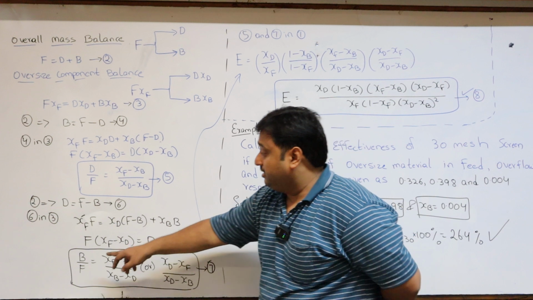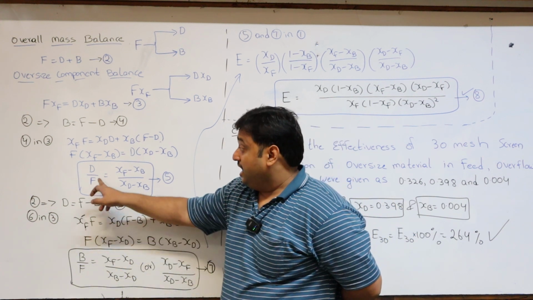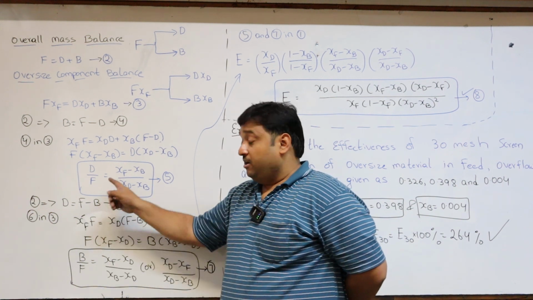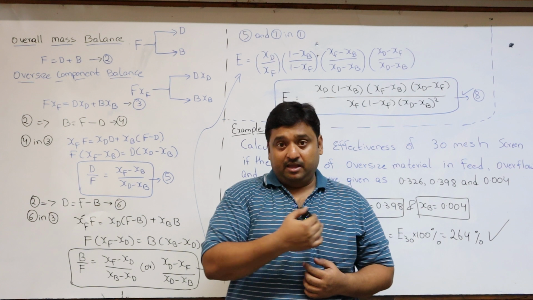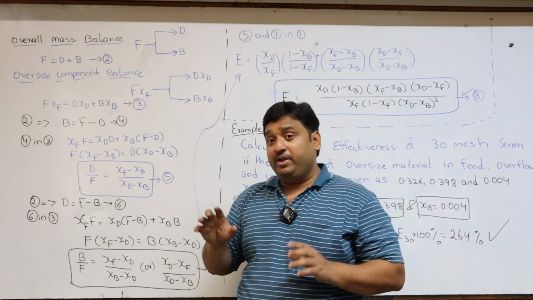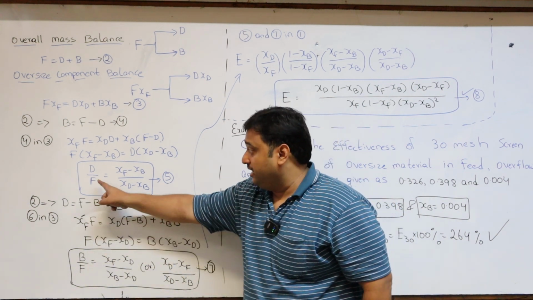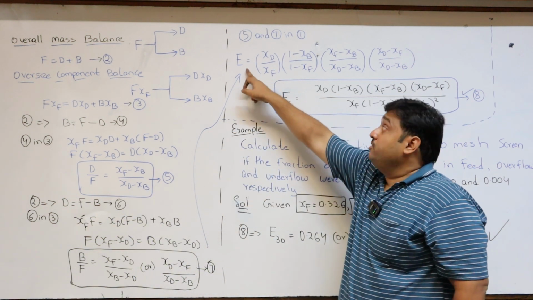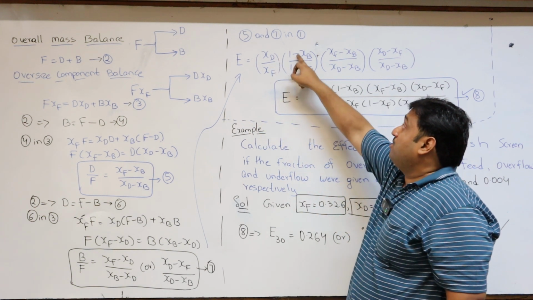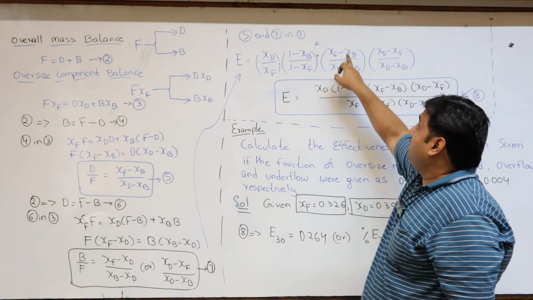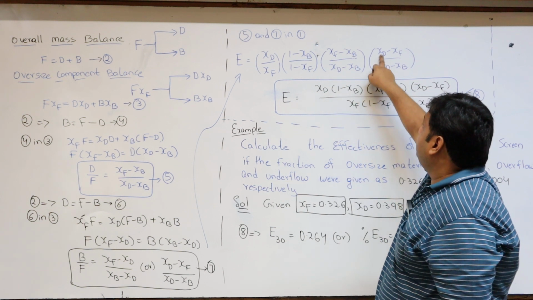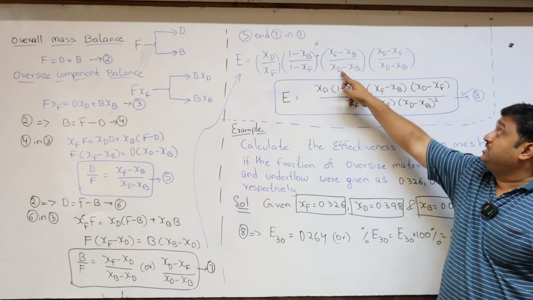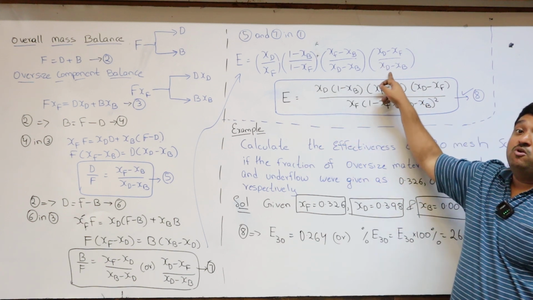Once you get the expression for D by F and B by F, equation 5 and equation 7, if you remember the earlier board, we got some expressions for E, right? Simply we have to substitute D by F and B by F in place of the effectiveness, and you get this E equal to... 1 minus xB by 1 minus xF into (xF minus xB) by (xD minus xB), (xD minus xF) by (xD minus xB). You can see now xD minus xB, xD minus xB, xD minus xB whole square.